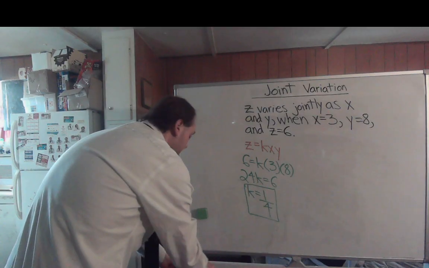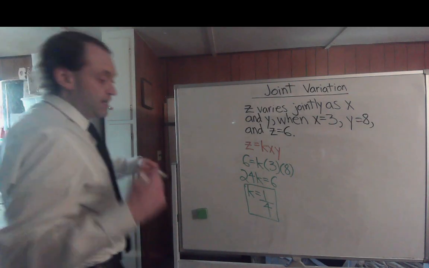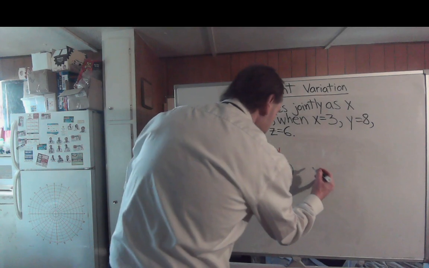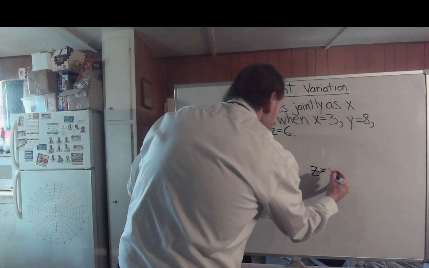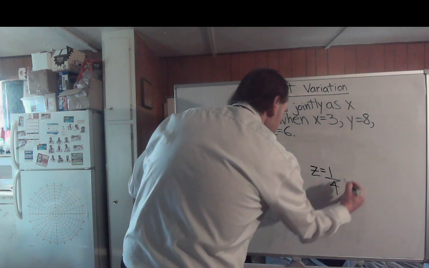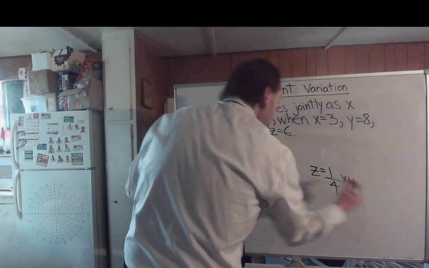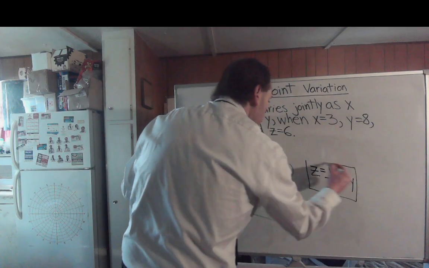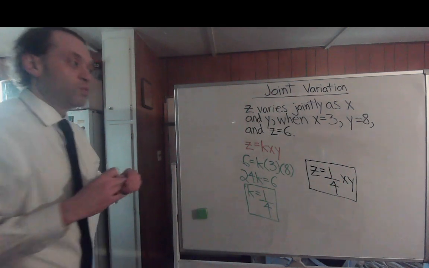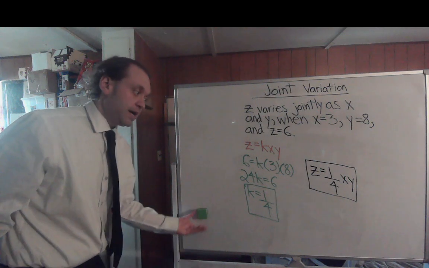Now we just need to find the new equation of joint variation. So put that value of K in, you'll get that Z is equal to 1/4 XY. So there's your equation of joint variation. Z equals 1/4 times XY.